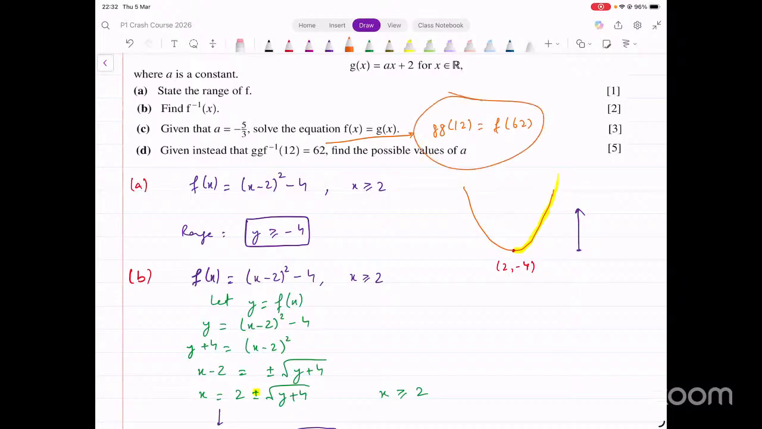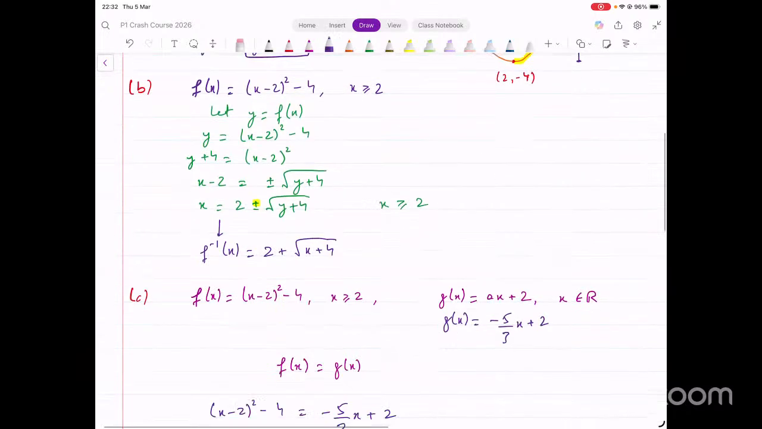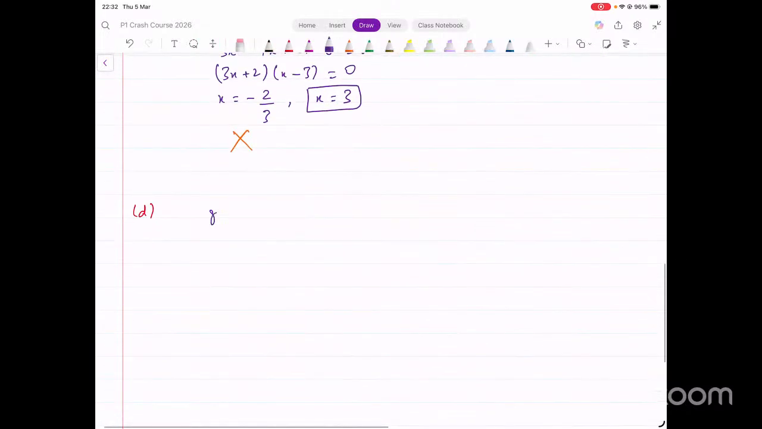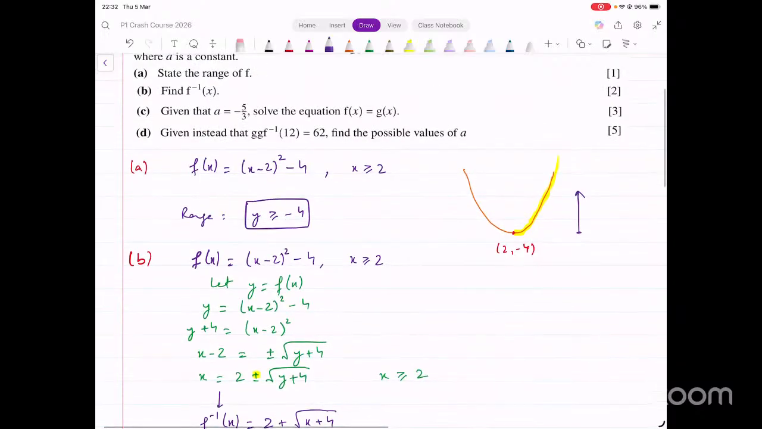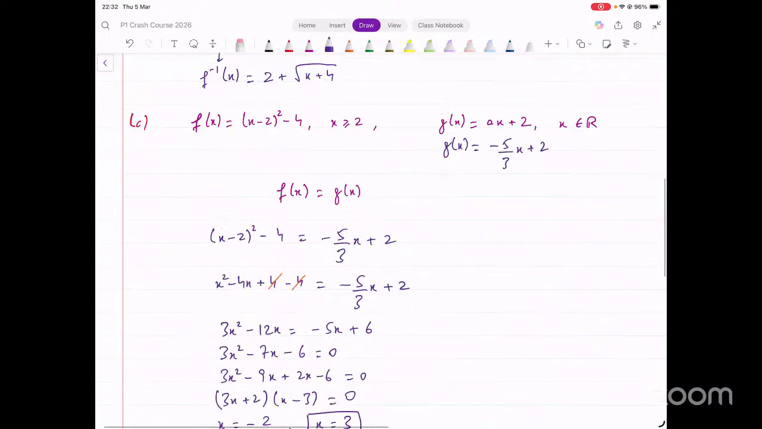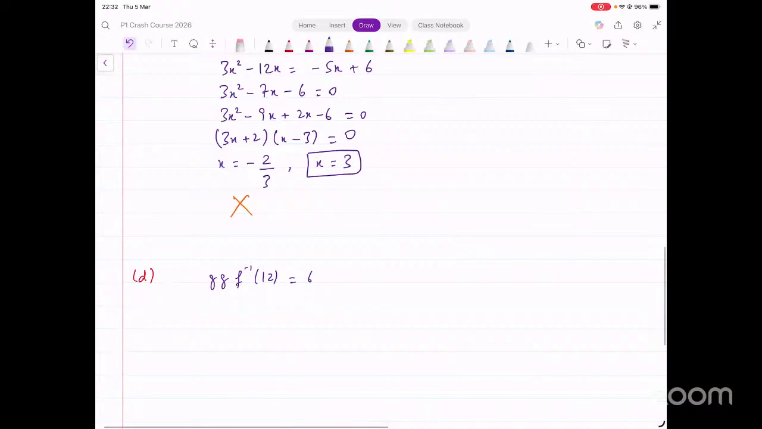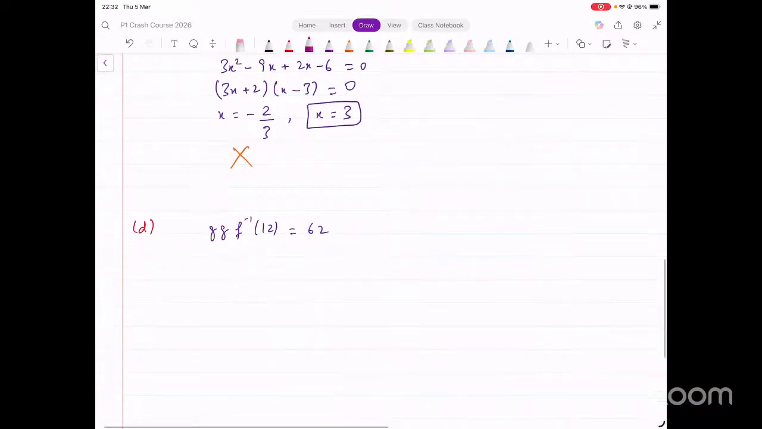In this case, however, since we have already found the inverse in a previous part, we can just use that. GF inverse of 12. Let me write that down here. They're saying this is equal to 62. Find the possible values of a. Now, what's the function g of x? G of x function is ax plus 2, x being all real values.